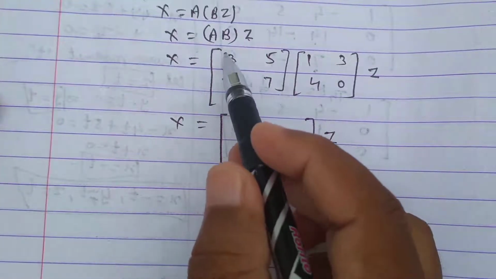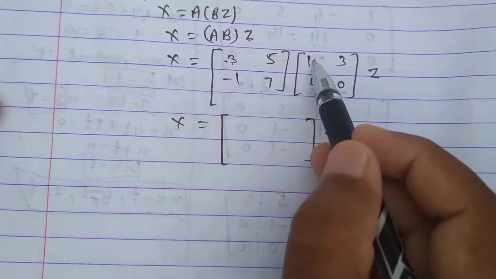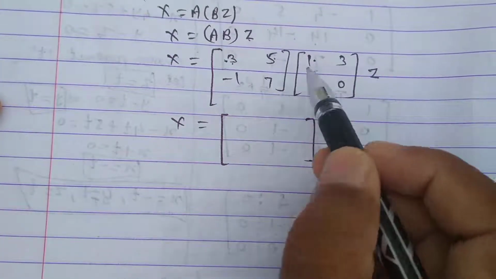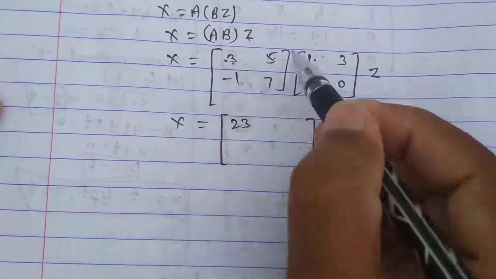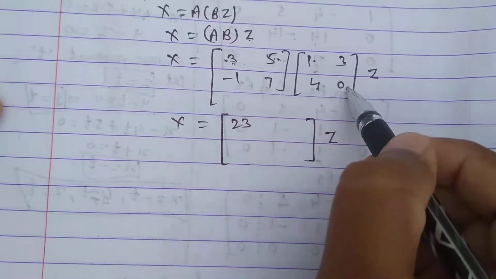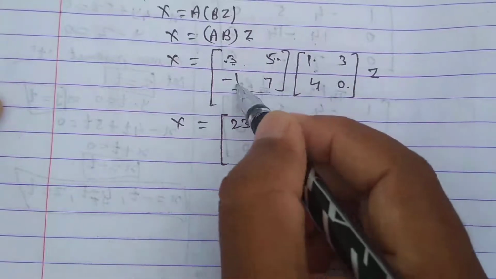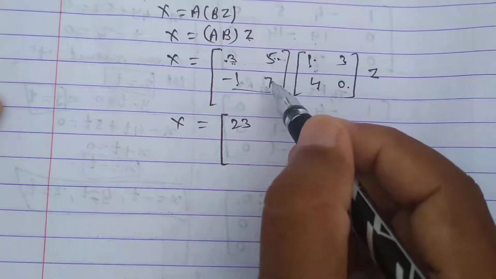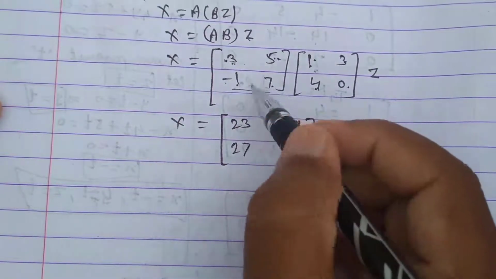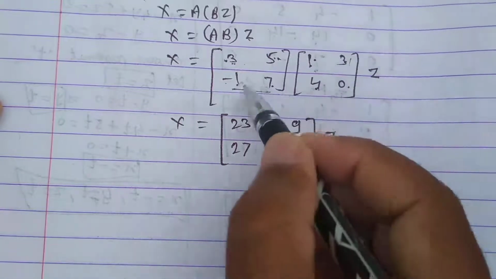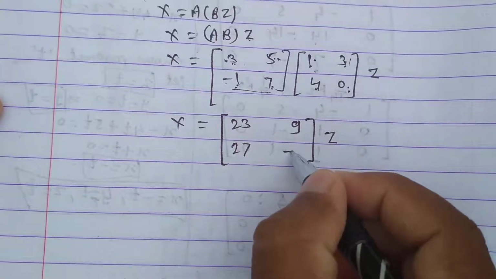So what is the multiplication of these two matrices? Multiply first row to the first column. So 3 into 1 is 3 plus 5 into 4 is 20. So 3 plus 20 is 23. Then first row second column, 3 into 3 is 9 plus 5 into 0 is 0. So 9 plus 0 is 9. Now second row first column, minus 1 into 1 is minus 1 plus 7 into 4 is 28. Minus 1 plus 28 is 27. Now second row second column, minus 1 into 3 is minus 3 plus 7 into 0 is 0. So minus 3 plus 0 is minus 3.